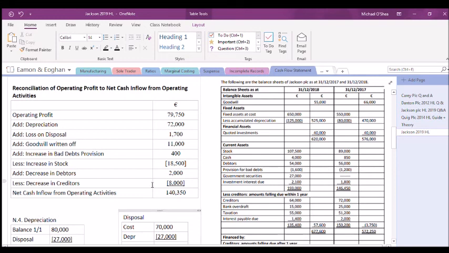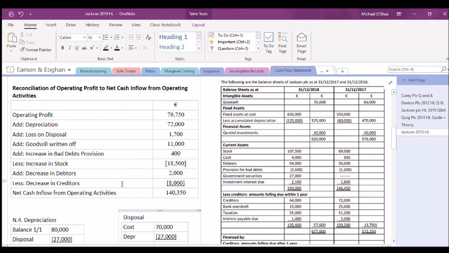The way to look at these is to see whether it is a good thing or a bad thing. I've decreased the amount that I'm owed, but technically they've paid me, so I'm going to add it back in. They've paid me that 2,000 cash. I've decreased the amount that the debtors owe me, but the 2,000 has actually been paid to me. It's had a positive effect on my cash.